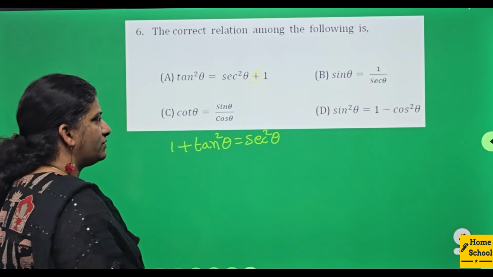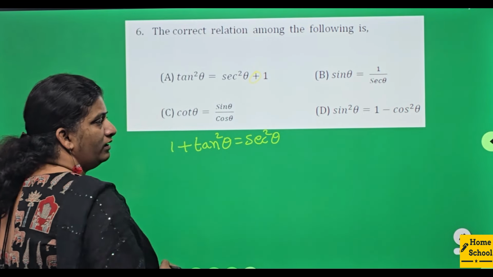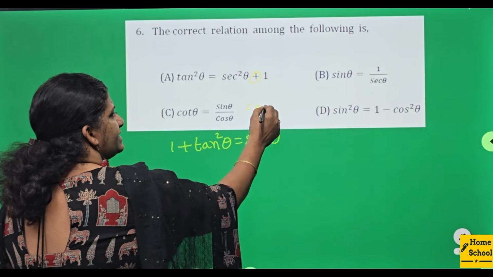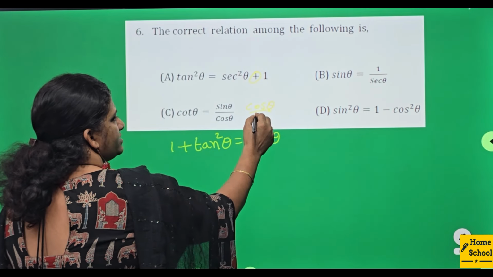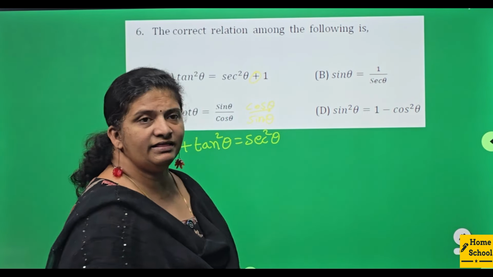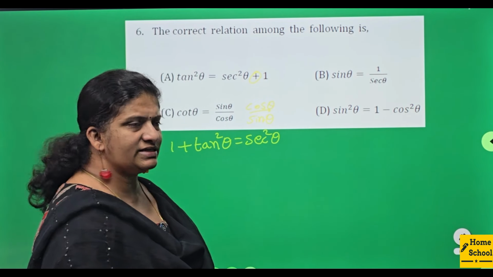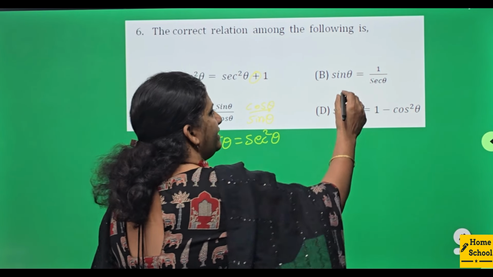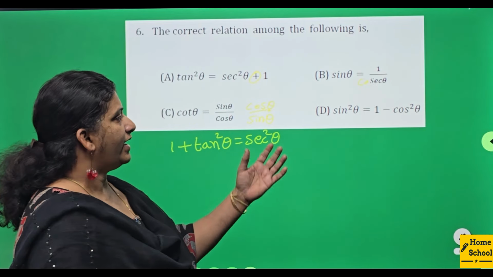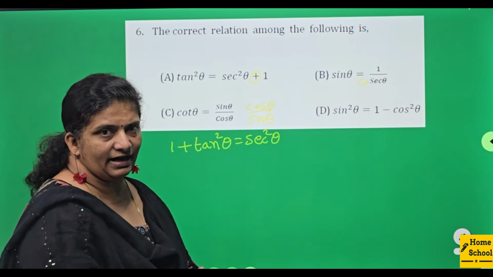Then go with the next one. What is cot theta? Cot theta is equal to cos theta by sin theta. So this is also a wrong option. Go with the third one. Sin theta is equal to, is it 1 by secant theta? No, sin theta is 1 by cosecant theta. Finally, option D is the correct answer.